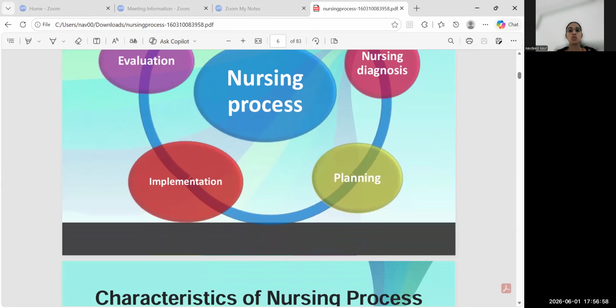After that, we have to do the planning: whatever we diagnose for the patient according to the situation, we then plan whatever we are doing for the patients to improve their health conditions. After that we do the implementation, meaning the steps we take for the patients, according to the needs of the patient, to provide the care. And at last we have to evaluate the patient after giving the interventions.